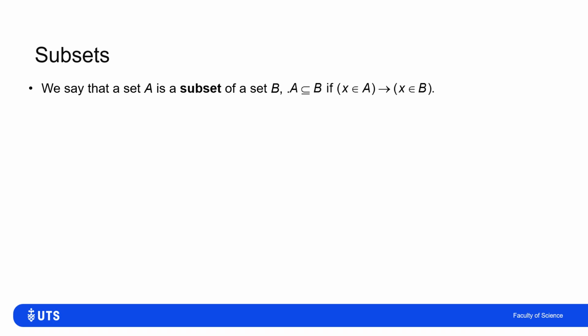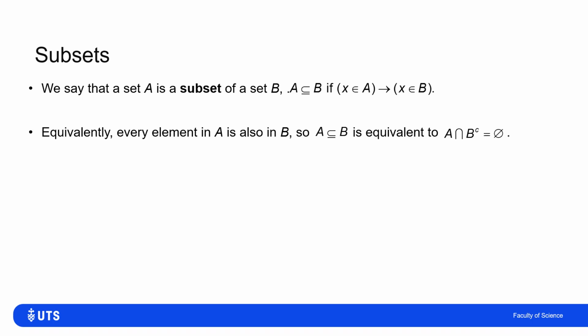We say that a set A is a subset of a set B, and we write that as A subset B, if the statement X belongs to A implies that X belongs to B. So every time we know the element is in A, we know it must always be in B as well. So what we can say from that is that if A is a subset of B, then A intersection B complement has to be empty. So which elements are in A and not in B? There aren't any.